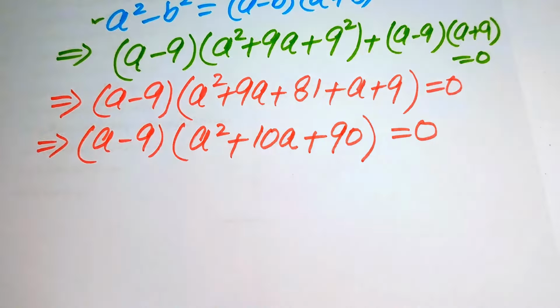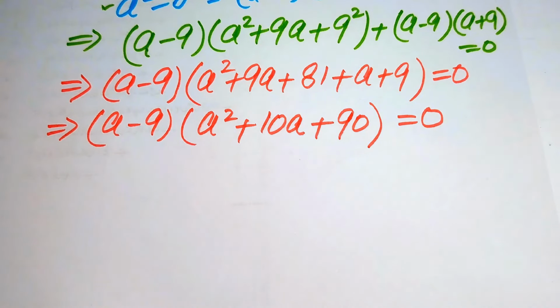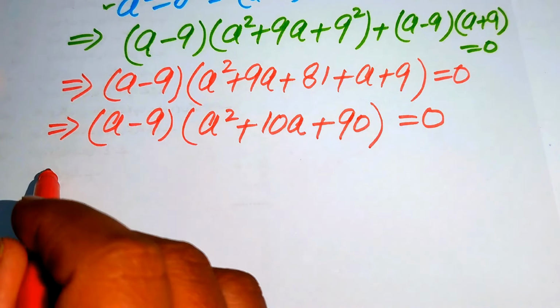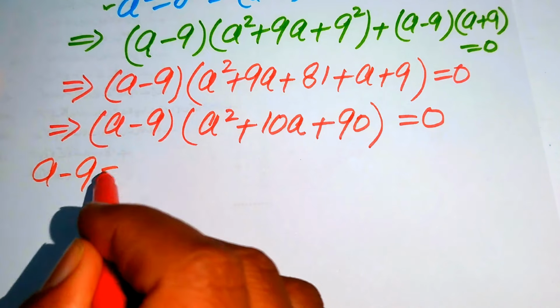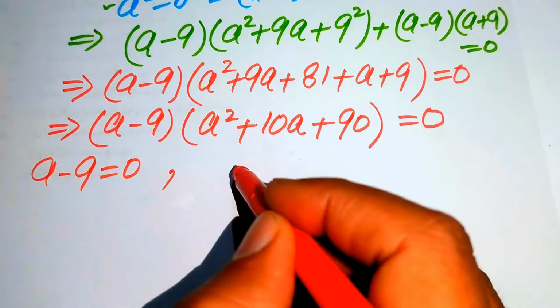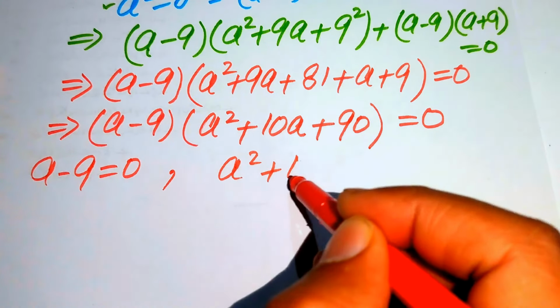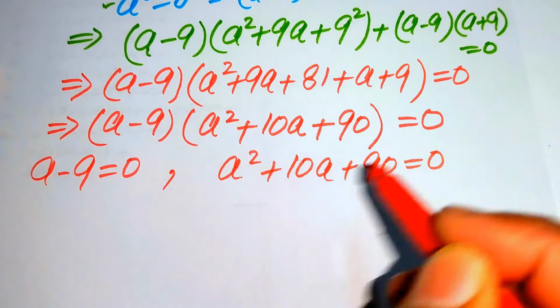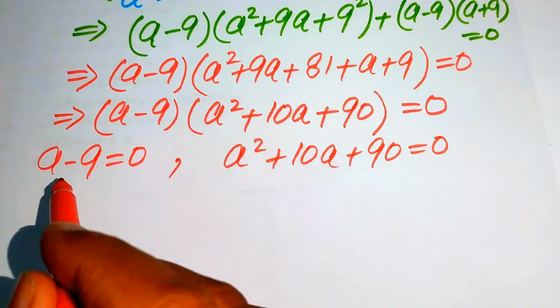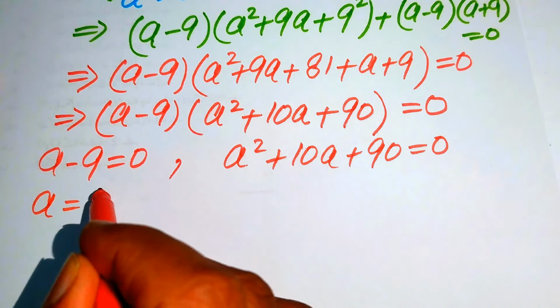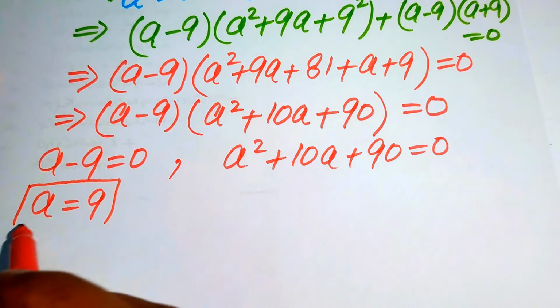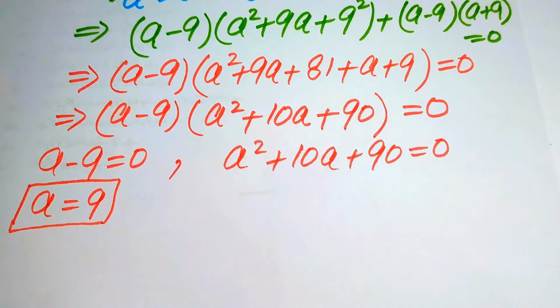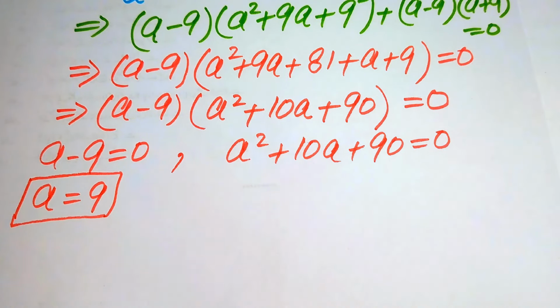In the next step we convert this equation into two cases. Our first case is a minus 9 equals 0, and the second case is a squared plus 10a plus 90 equals 0. So in the first case you easily get the value of a equals 9. This is our first root of the given equation. Now in order to find the other roots we need to solve this quadratic equation.